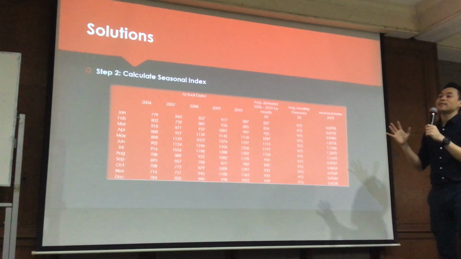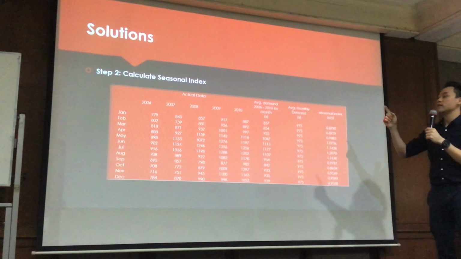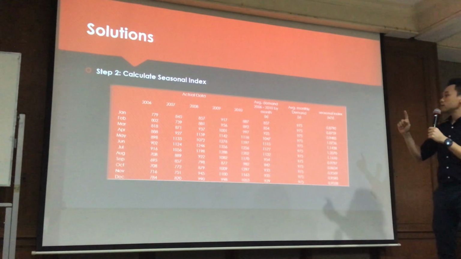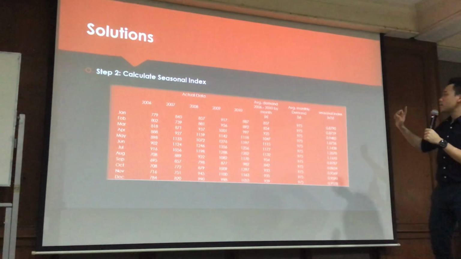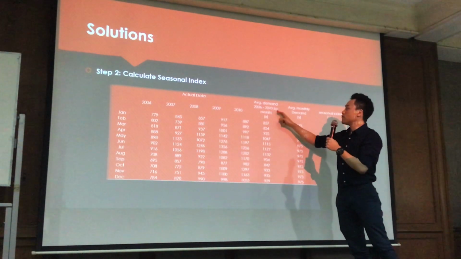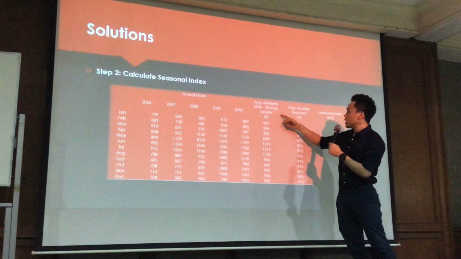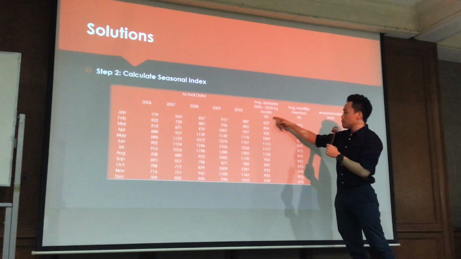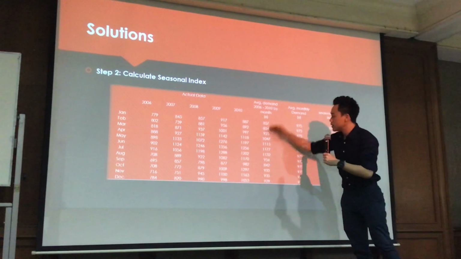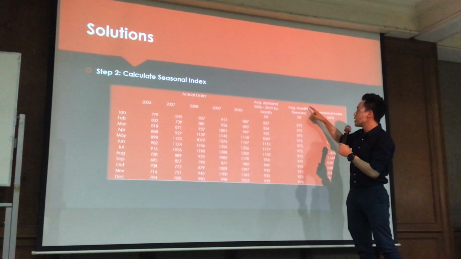After we get the 2011 demand, we keep it first, and then we calculate the seasonal index. With the seasonal index, we find the average demand from 2006 to 2010 first. This is by month, and then we sum up this row all together and divide by 12. So we're gonna get the average demand per month.